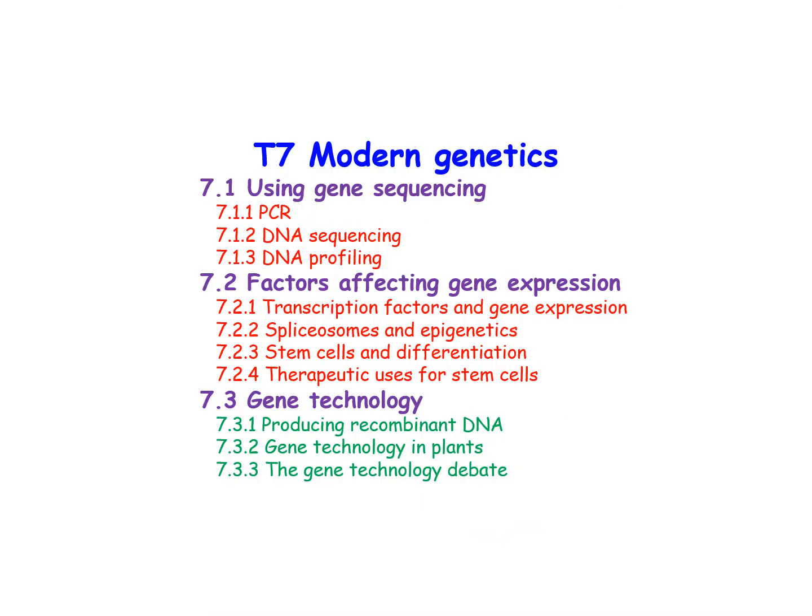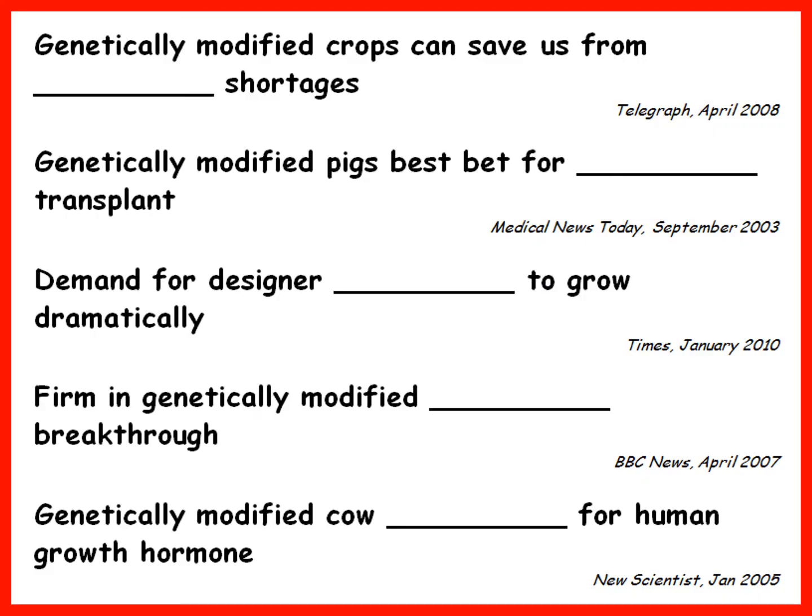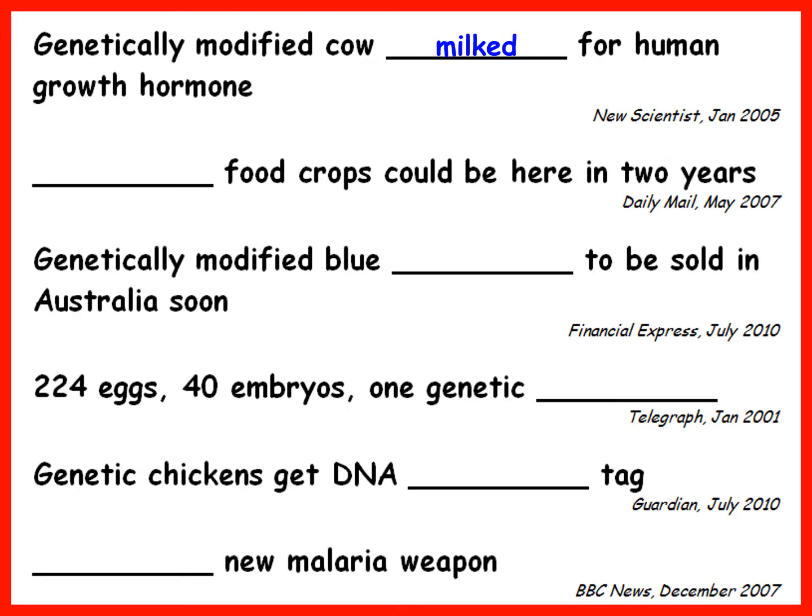7.3 Gene Technology. In GCSE, you would have learnt about genetic modification, and obviously there are lots of stories in the last couple of decades about them. So genetically modified crops can save us from food shortages. Genetically modified pigs are best bet for organ transplant. Demand for designer babies to grow dramatically. So obviously there are some headlines that are very pro and some headlines that could be against, but they're very, very dramatic headlines.